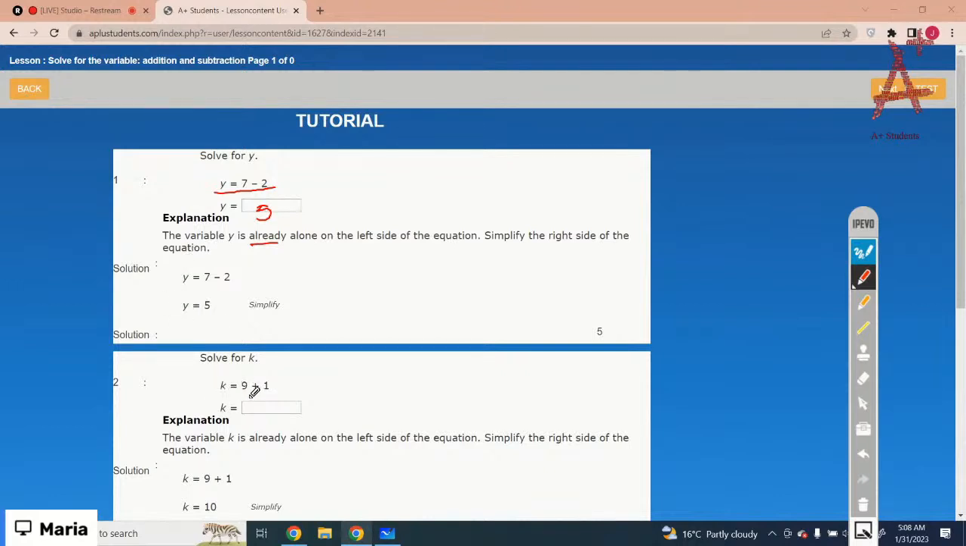Okay, then the next one is k equals 9 plus 1. If the variable is not isolated, you have to isolate the variable. That means you have to write a lone variable on the left hand side, or you have to solve the other side of the equation. Got it? For this one, k is already alone on the left side. Just solve this 9 plus 1. 9 plus 1 equals 10. So k equals 10. Got it?